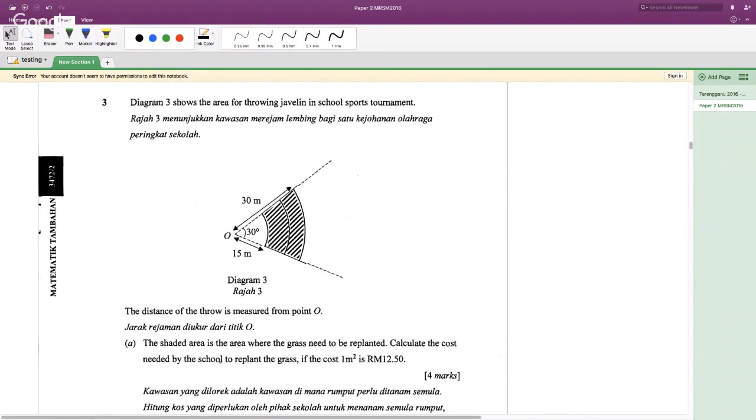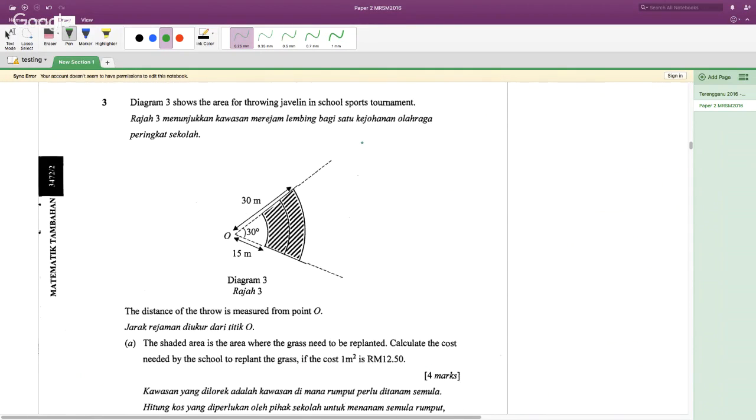All right, diagram 3 shows the area of the throwing javelin in the school sport tournament. The distance of the throw is measured from the point O. You know this one is a sector, this is a center point, and this is a radius. The shaded area is where the glass needs to be replanted. Calculate the cost needed by the school to replant the glass if the cost per meter square is 12 ringgit 50 cents.